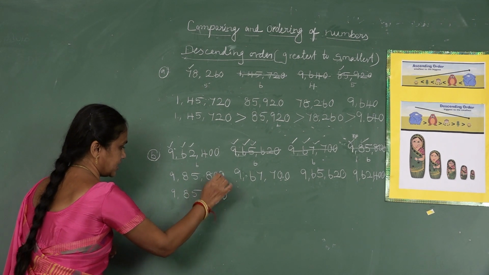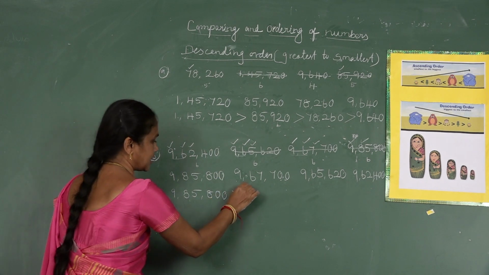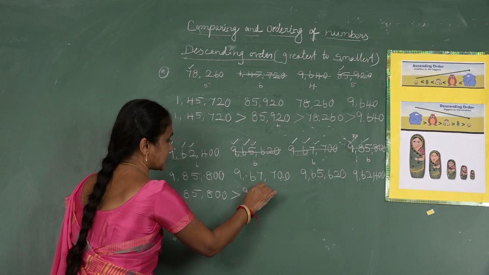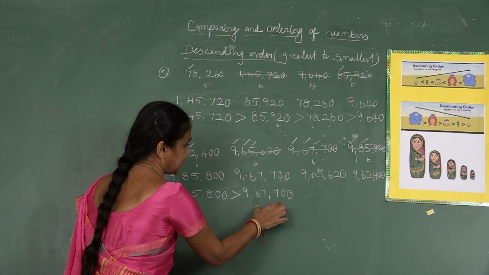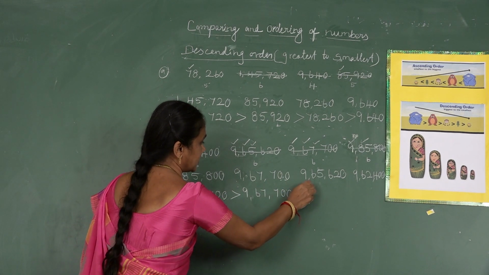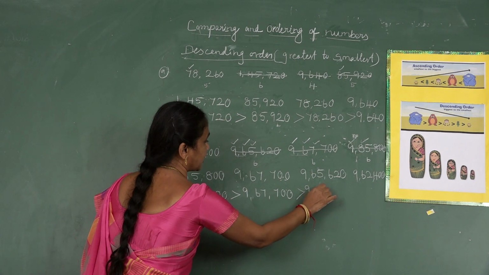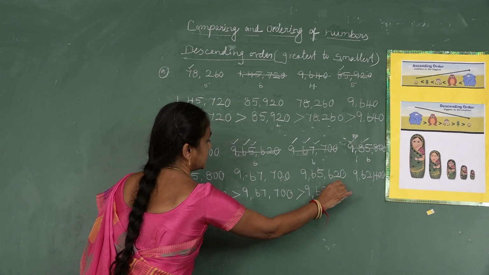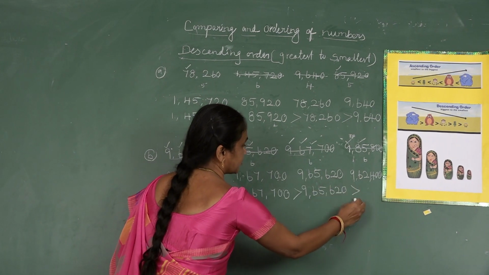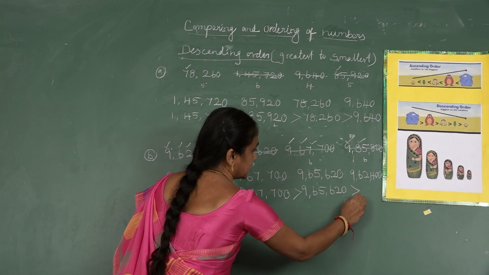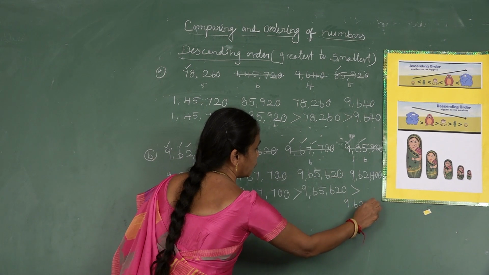9,85,800 is greater than 9,67,700. This number is greater than 9,65,620. This number is greater than 9,62,400.